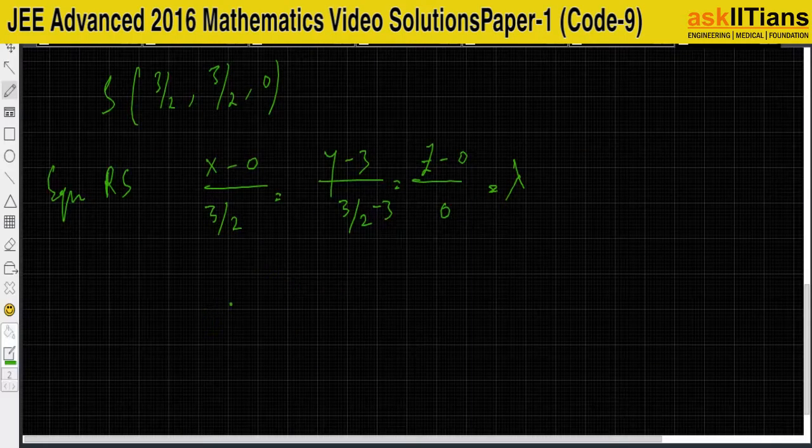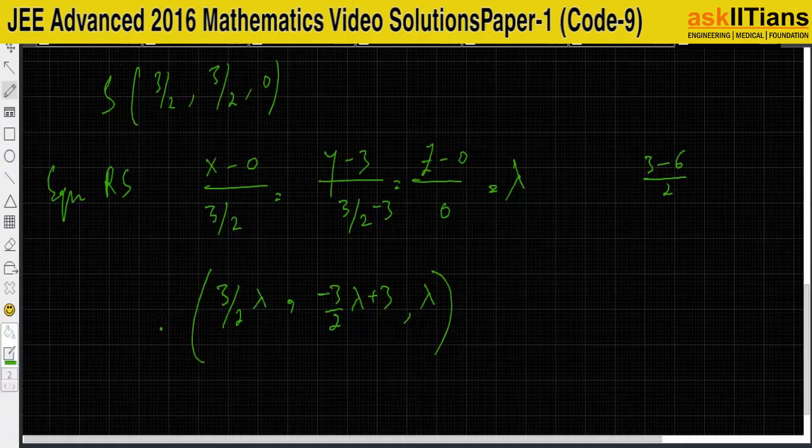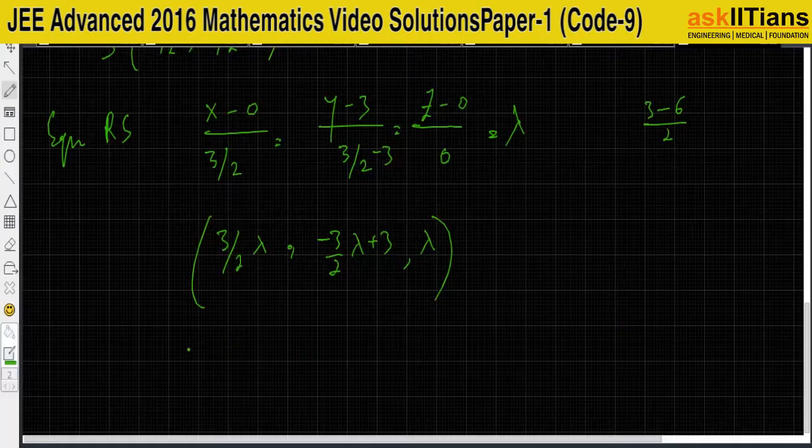So if I suppose any general point on this line, that will be 3 by 2 lambda, comma, 3 by 2 minus 3, so that will be 3 minus 6 by 2 minus 3 by 2, so minus 3 by 2 lambda plus 3, and comma lambda. Alright, this will be a general point on this RS, and now I want to find the perpendicular distance from O. So let me say this point is some point A.